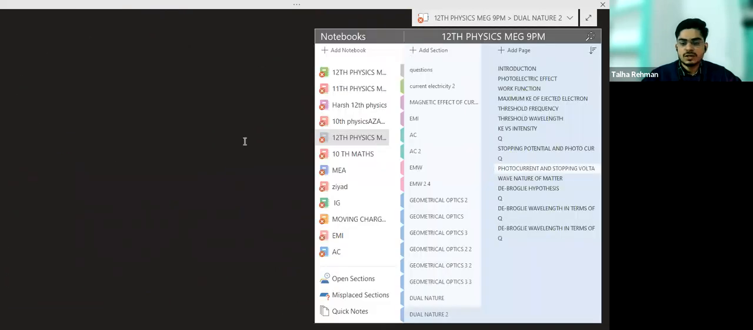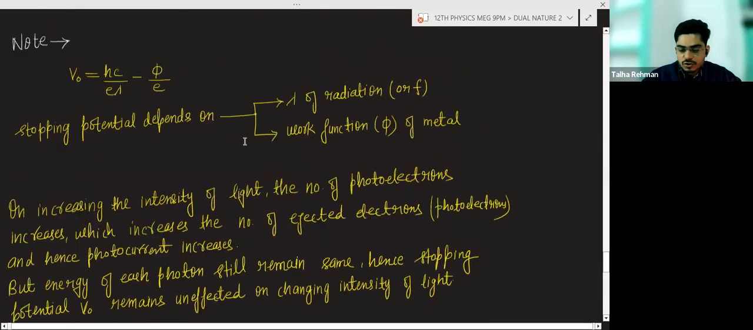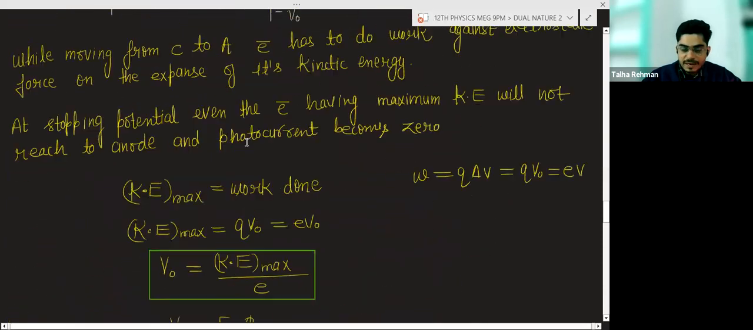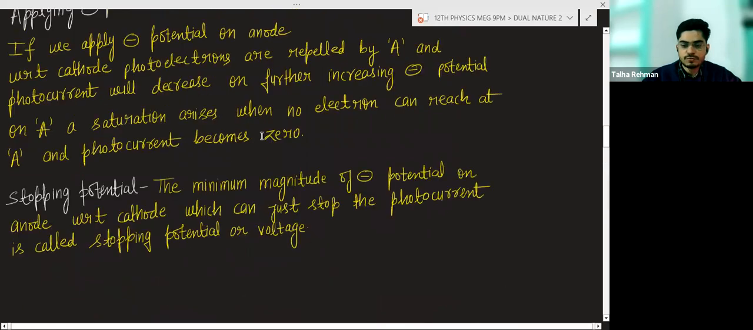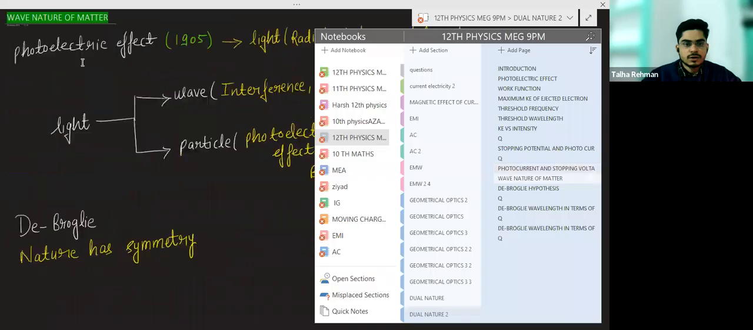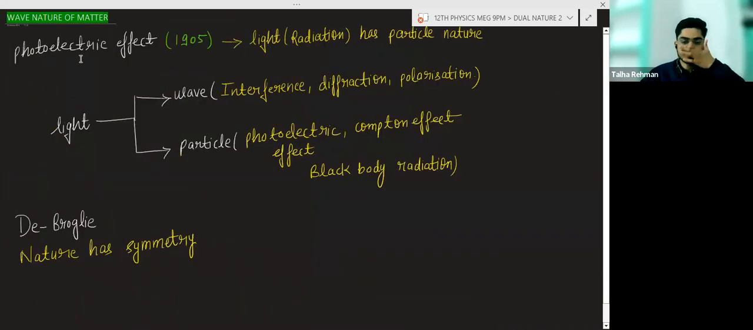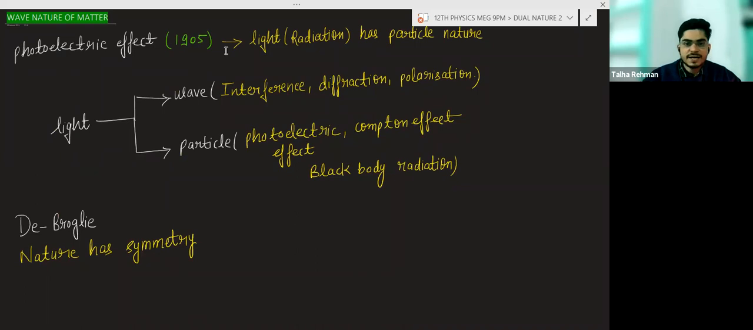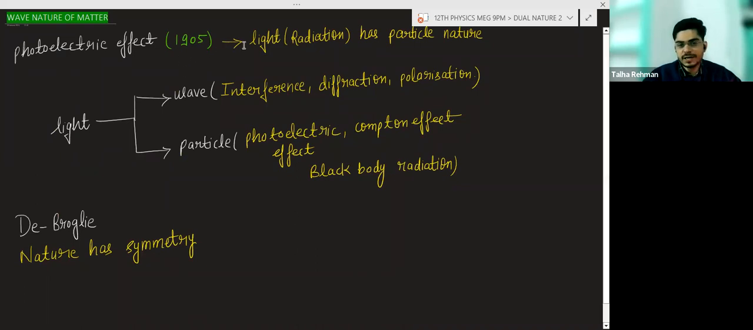After this, we will discuss the wave nature of matter. Now we know what the photoelectric effect is, and it was discovered in 1905. The photoelectric effect gives the idea that light has particle nature. Photoelectric effect proved that light or radiation has a particle nature.